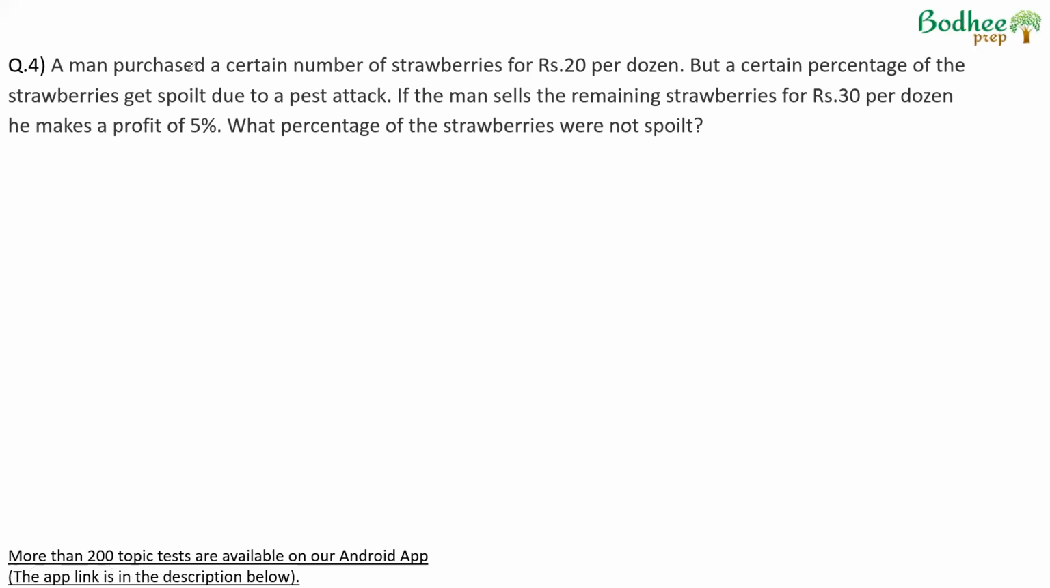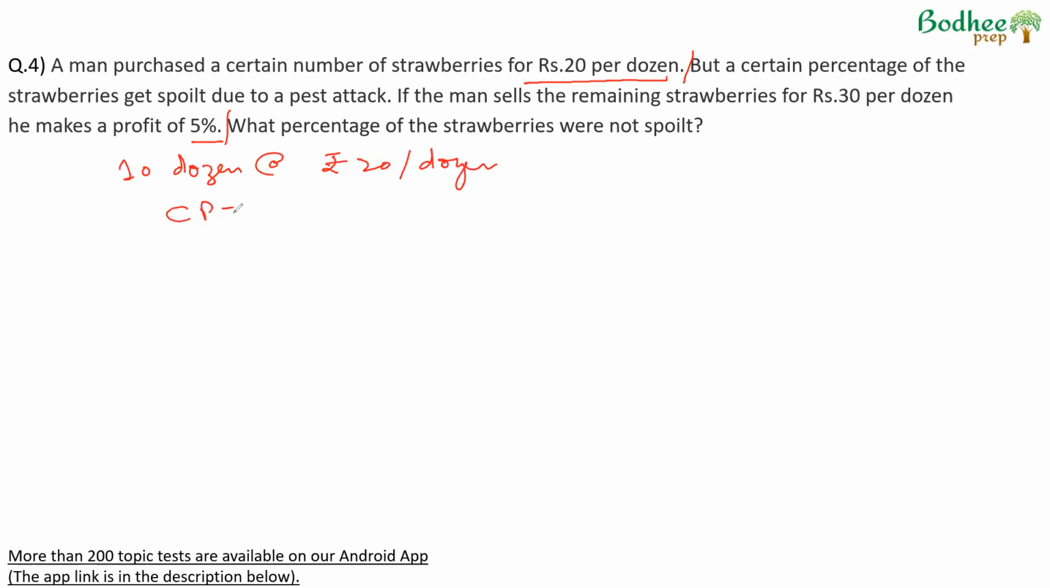A man purchases a certain number of strawberries at rupees 20 per dozen, but a certain percentage of the strawberries got spoiled due to pest attack. If the man sells the remaining strawberries at 30 per dozen and he makes a profit of 5%, what percentage of strawberries were not spoiled? Suppose the person bought 10 dozens of strawberries at rupees 20 per dozen.